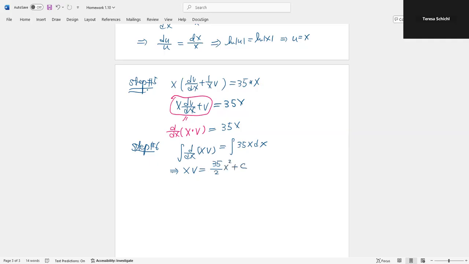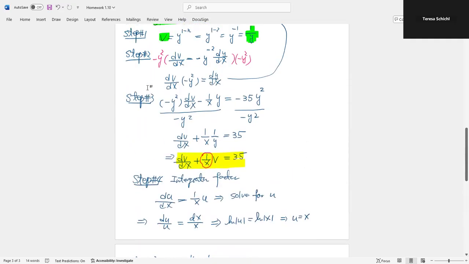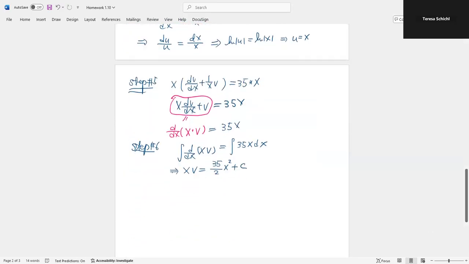Very, very good. So v, let's see, do we remember what our v is? v is 1 over y. So I replace v with 1 over y. So it's x over y is equal to 35 over 2 x squared plus c.